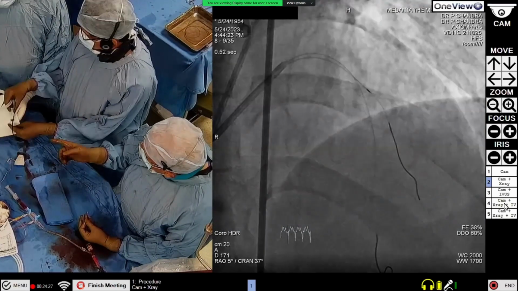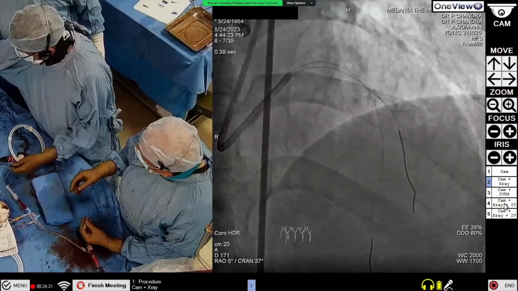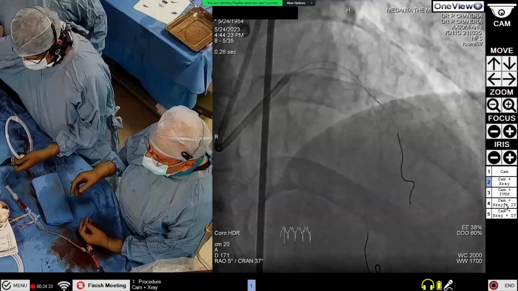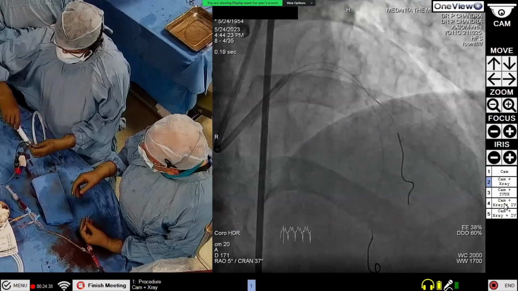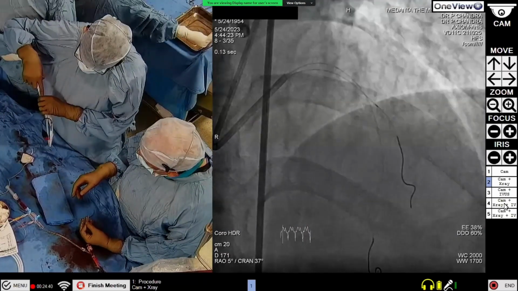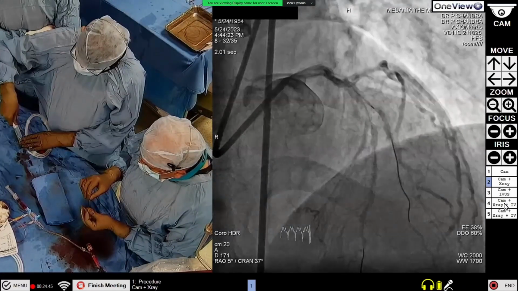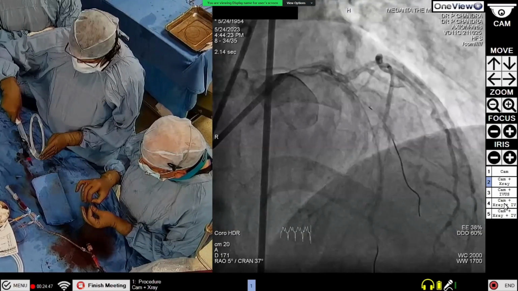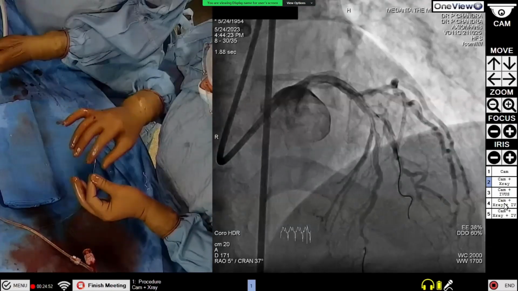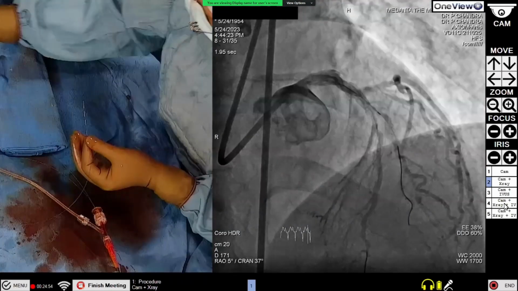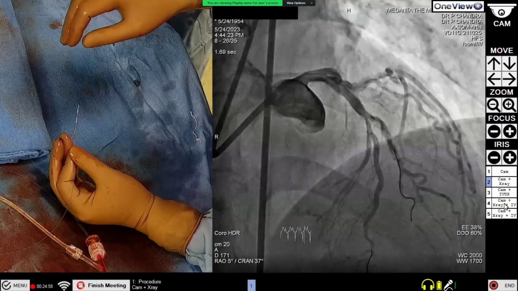So he is now connecting the shock wave. To connect the shockwave, we have to make sure that there's no air inside. So we have to give a lot of time to make sure that there is no air inside. And this is the same wire, the FFR wire we are using. This is the Volcano FFR, and we will reconnect it after we have done the dilatations.